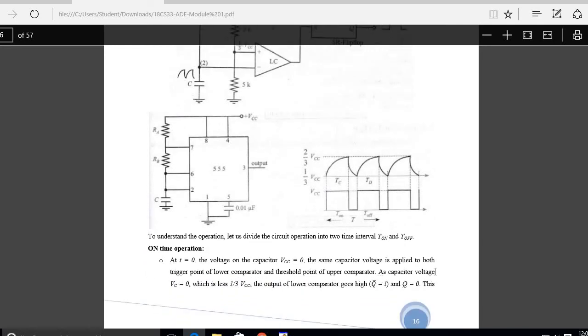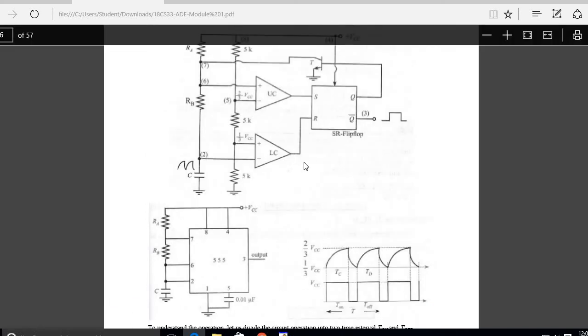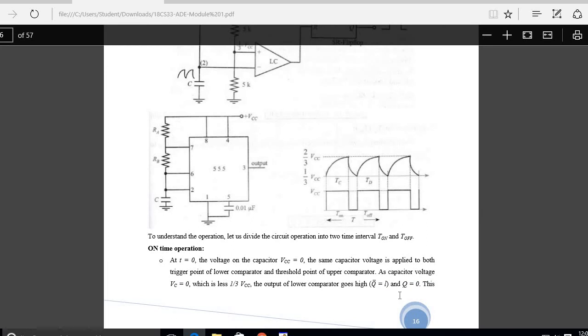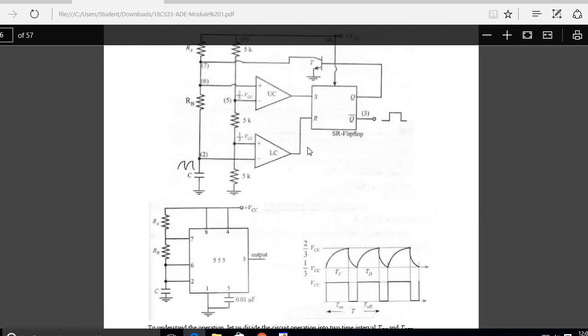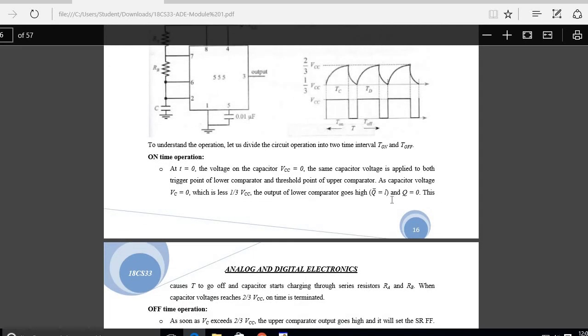So what will happen after applying is, as the capacitor voltage VC is 0, which is less than 1/3 VCC, the output of the lower comparator goes high. The flip-flop output is in reverse condition: if the comparator output is high, Q should be 0. In this condition Q is 0 and Q bar is 1.